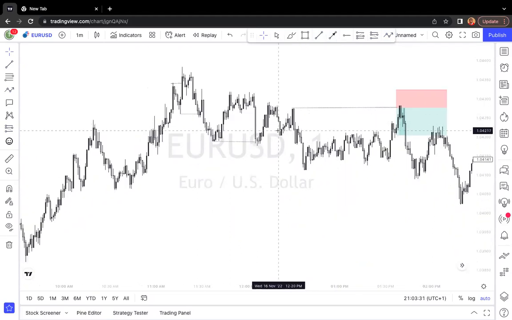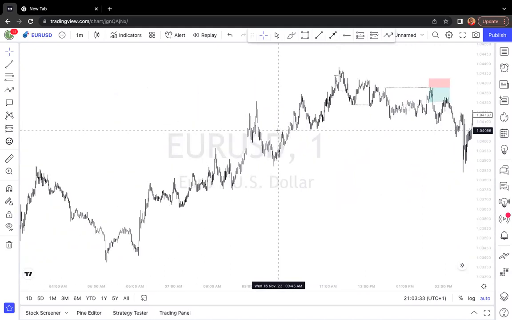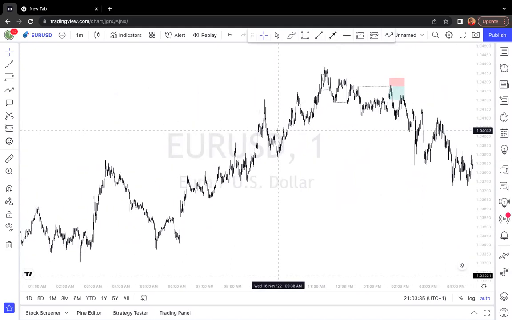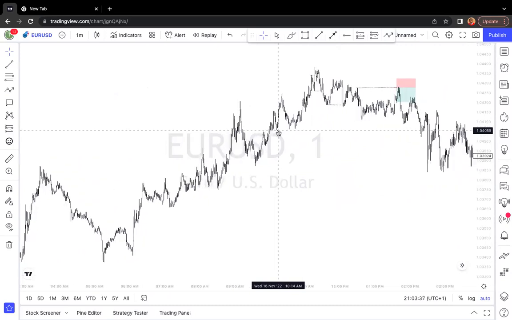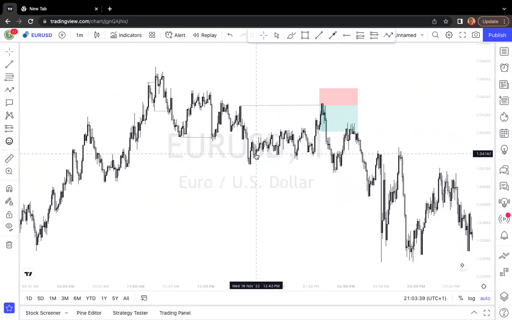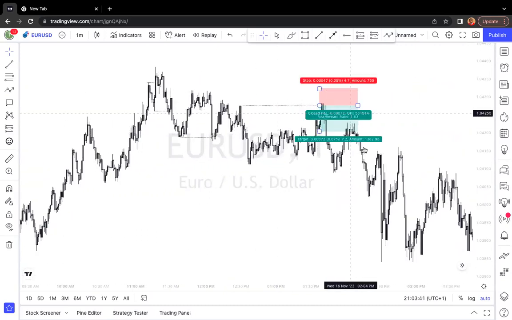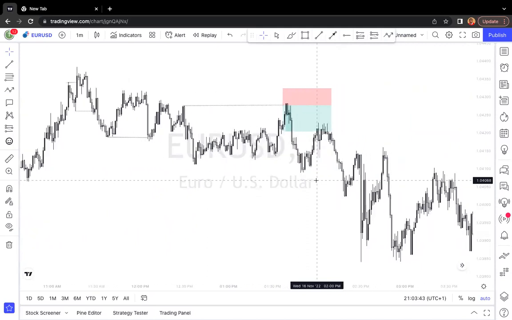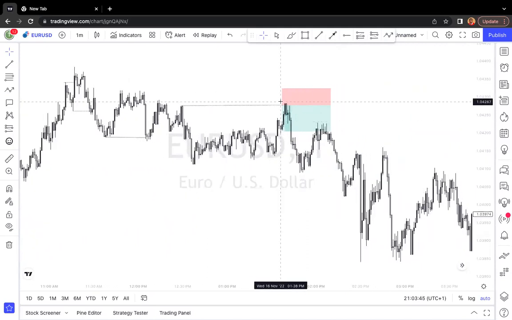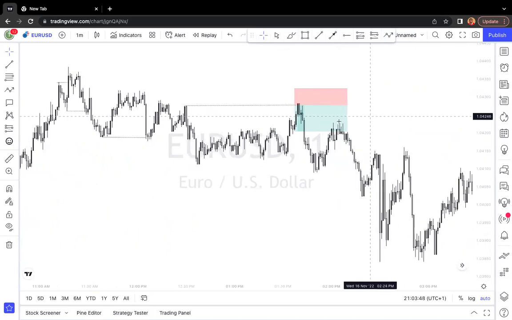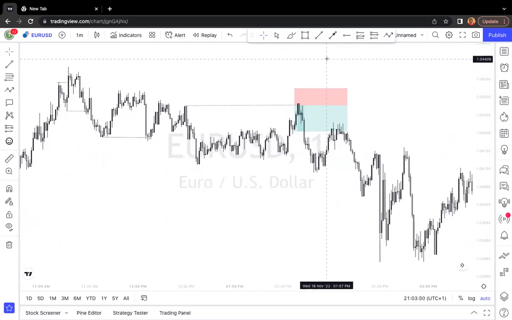Okay, so let's trace the story again. We're talking about delivery of liquidity from internal to external and from external to internal. And then we'll try to add out every other concept that is present here. I've done this backtest with a few of you already, so it's just some kind of refreshing of what you know already. So we have grabbed this high as internal liquidity.